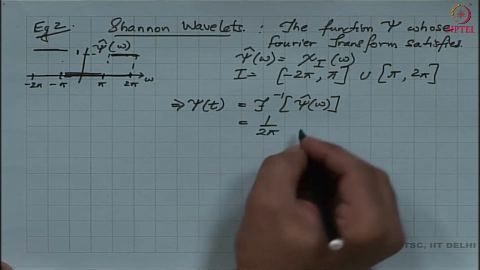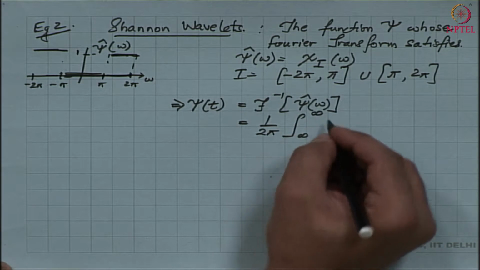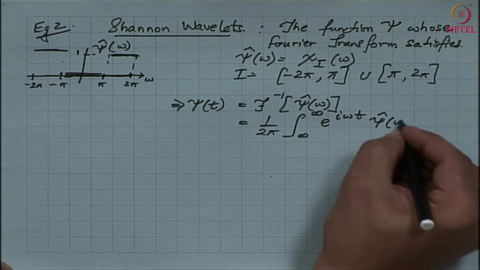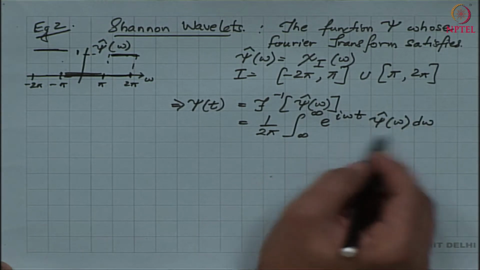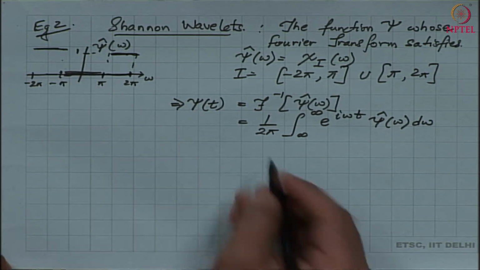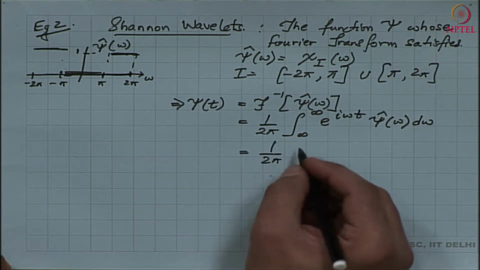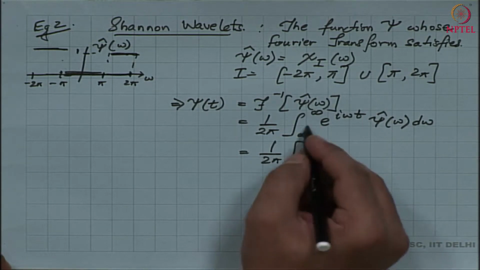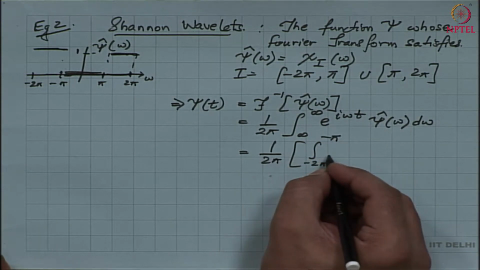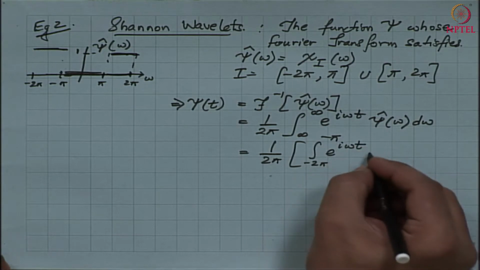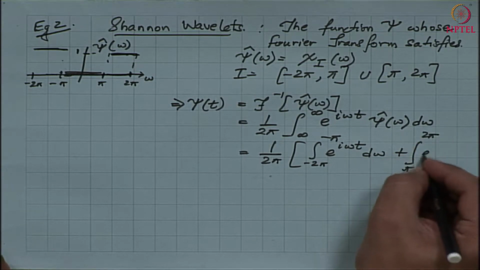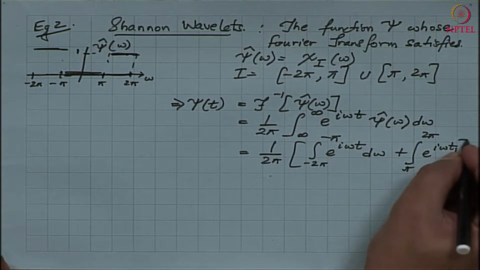this will be equal to 1 by 2 pi integral from negative infinity to infinity e to the power i omega t times psi hat omega d omega. Now notice that this function is only 1 in two of the intervals, otherwise it is 0 everywhere. So what I get is the following new set of integrals. This infinite integral breaks down into two finite intervals: negative 2 pi to negative pi e to the power i omega t d omega plus integral from pi to 2 pi e to the power i omega t d omega.